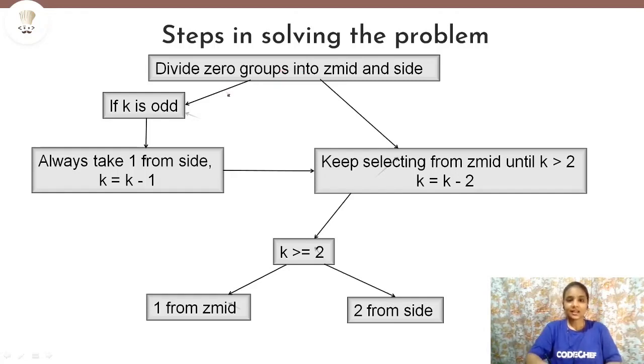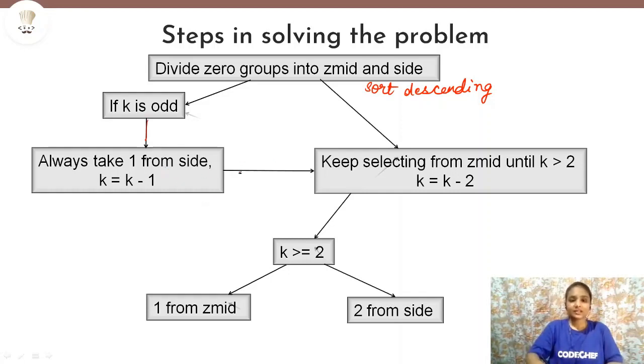Then the second step will be we'll check if k is odd. So if k is odd, then we will follow this flow. We will always take one zero group from the side and the maximum one, because as you know, these Z mid and side will always be sorted in descending order, that is from greatest to lowest. So Z mid and side are sorted, so we will always select the maximum value from side, and then k equals k minus 1. So we will reduce k by 1 because we have selected one value from side which compensates for one wire cut.